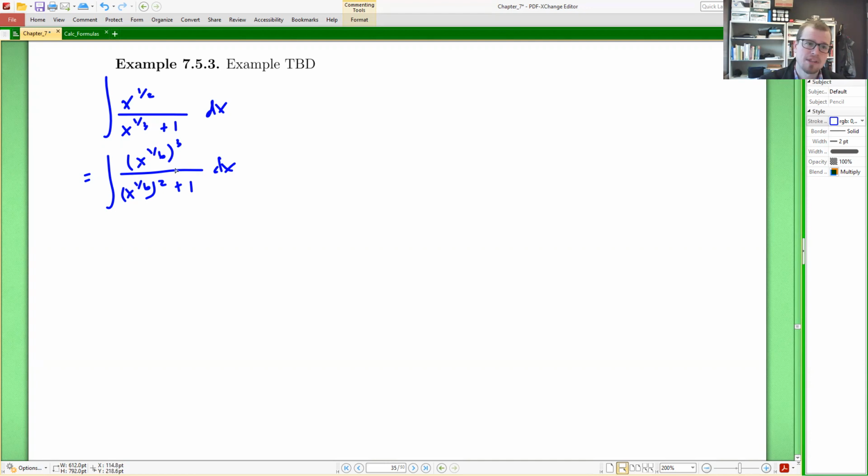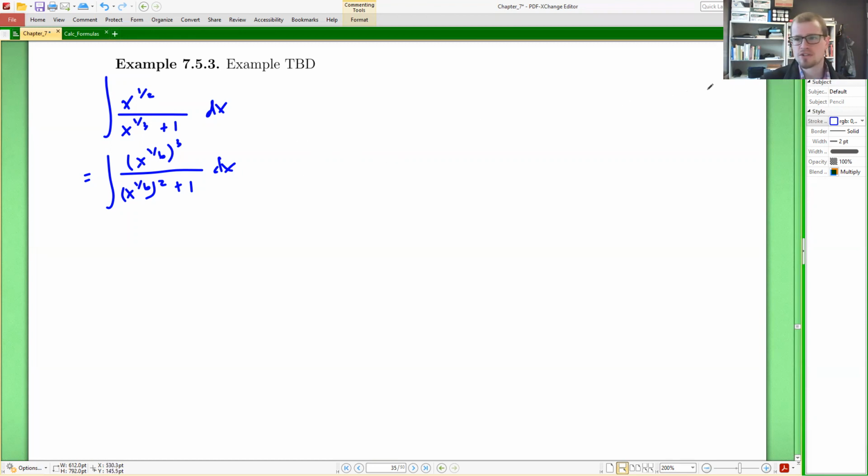Now, how did I come up with that? Well, I came up with that because I wanted to see if I could find it as a polynomial divided by polynomial. And the only way to get that to happen is to find a common denominator for 1/2 and 1/3, which is 6, and rewrite those as powers of x to the 1/6.